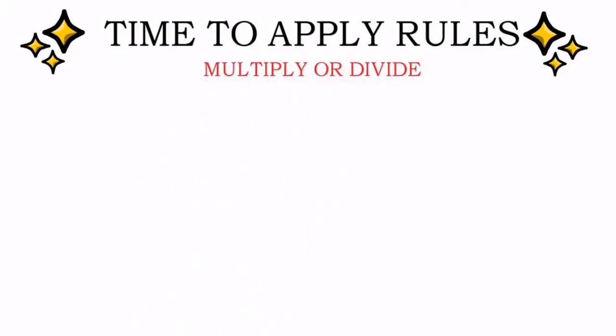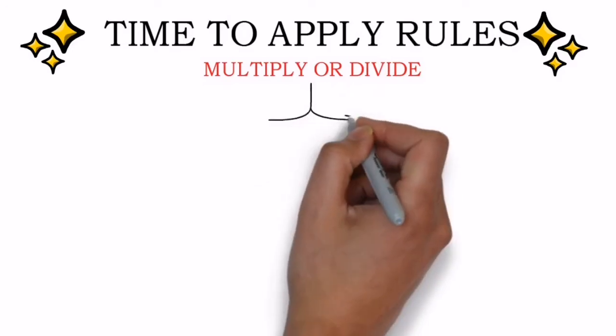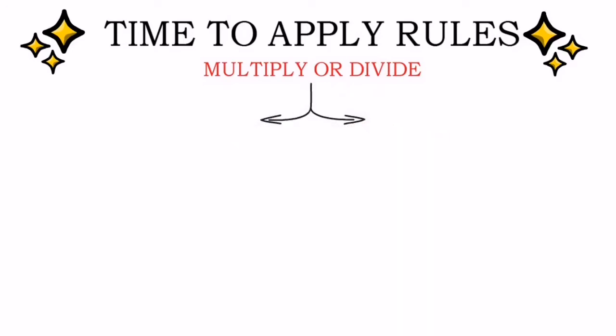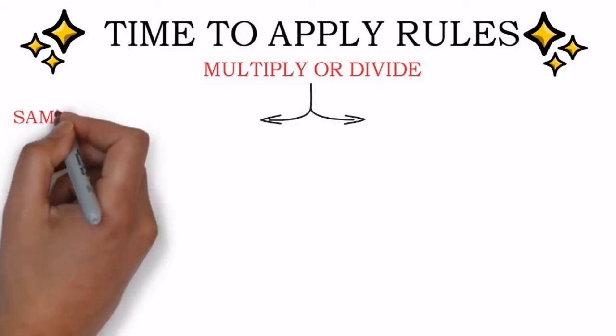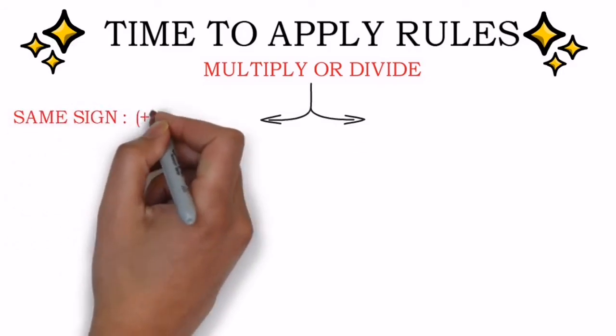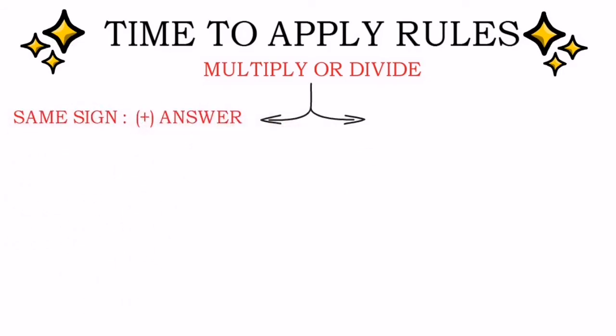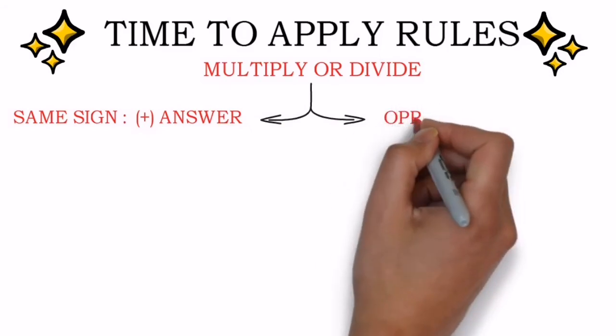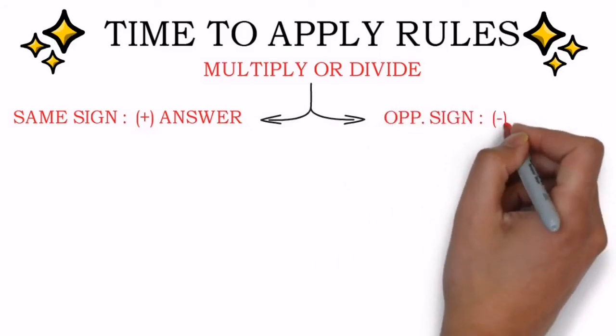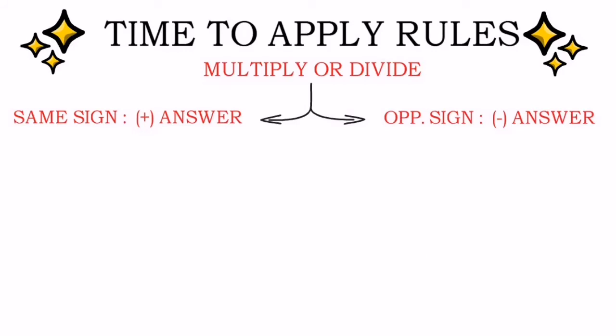Here is a quick concept map of the rules for you. First step, multiply or divide as per the question which is asked to us, and second step, we have to check the sign of the numbers which are given in the question. If it is the same sign, then give a positive sign to the answer. If it is opposite sign, then give a negative sign to the answer.